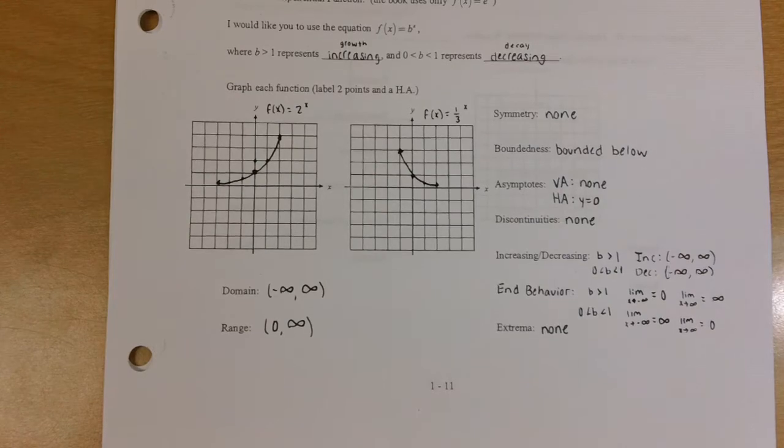The end behavior is 0 as it approaches negative infinity, and infinity as it approaches positive infinity. There is no extrema. The domain is negative infinity to positive infinity. The range is 0 to infinity.